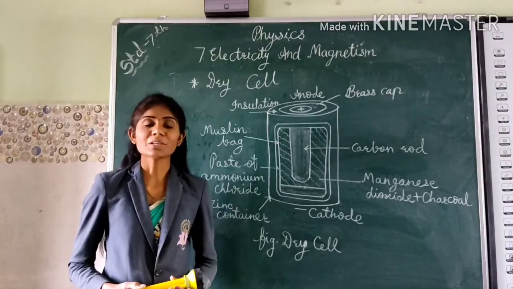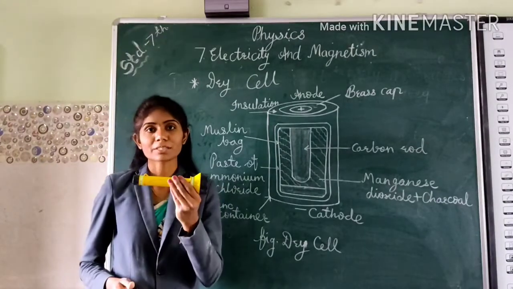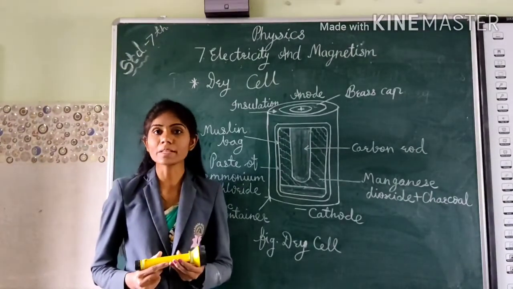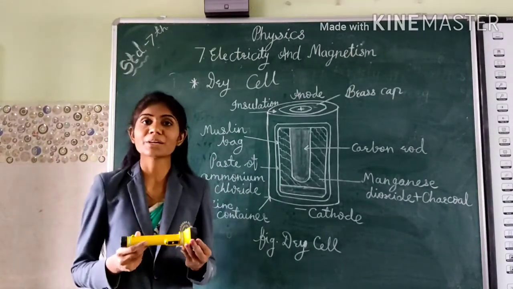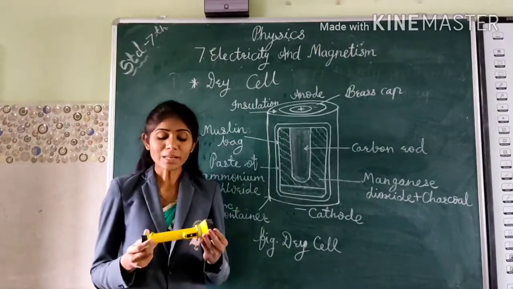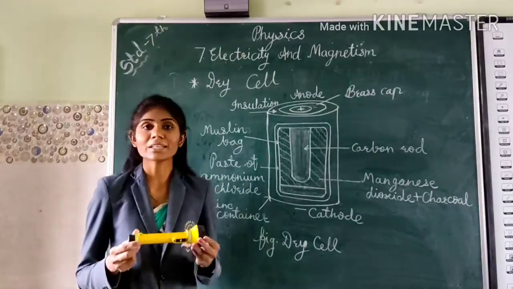Next, the use of the dry cell in a torch. We are all familiar with this use, and we all use the dry cell in the torch, remote and many other places. So let's see the use of the dry cell in a torch.